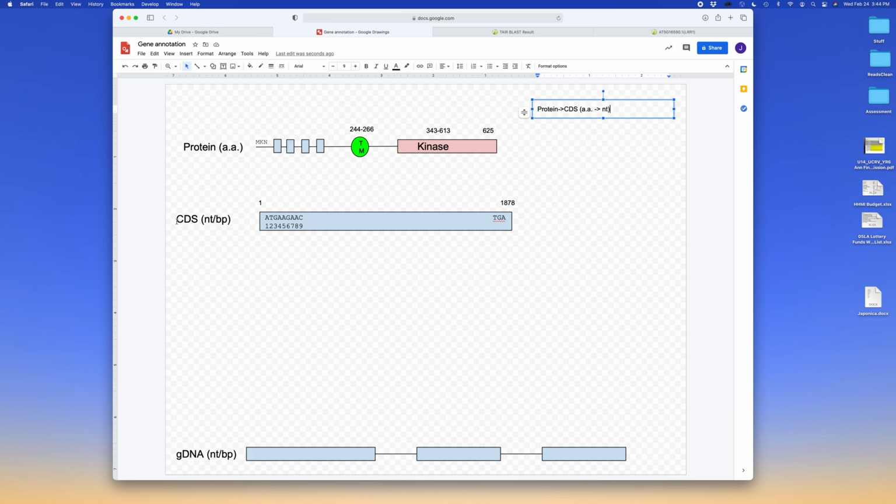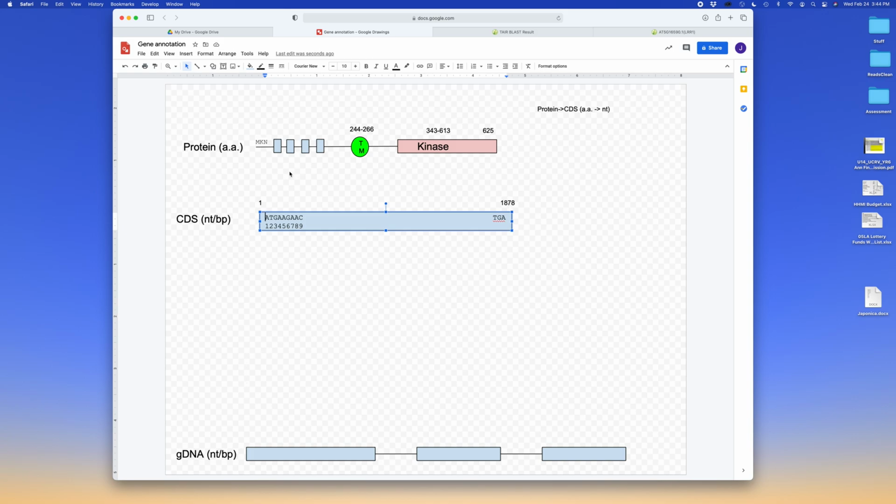Then we're going to go to the CDS, which is the coding sequence. Since it's coding sequence, it starts with ATG, which is nucleotide number 1. Now CDS being DNA, or representing the RNA, it is in nucleotides or base pairs. So nucleotide number 1 is the A at the start of the start codon, ATG, and the end of the stop codon, TGA, is nucleotide 1878.